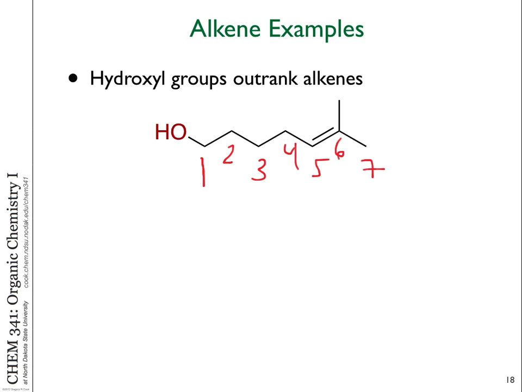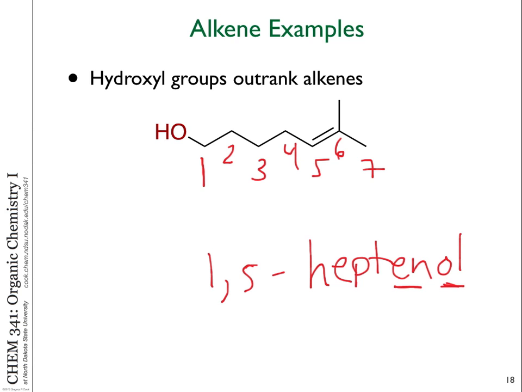So how would you name this molecule then? Longest chain is 7, so what would you call it? Heptene. Oh, that's right. And this is a little complicated because we have two functional groups which both add to the end of the name. And so if you just put the numbers in front, 1, 5, it makes no sense, right?